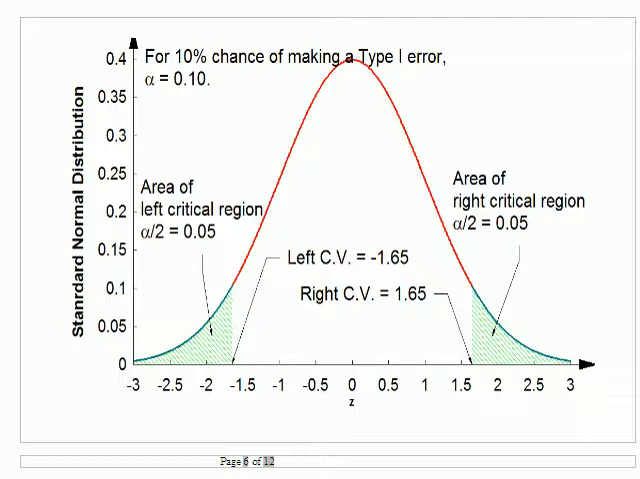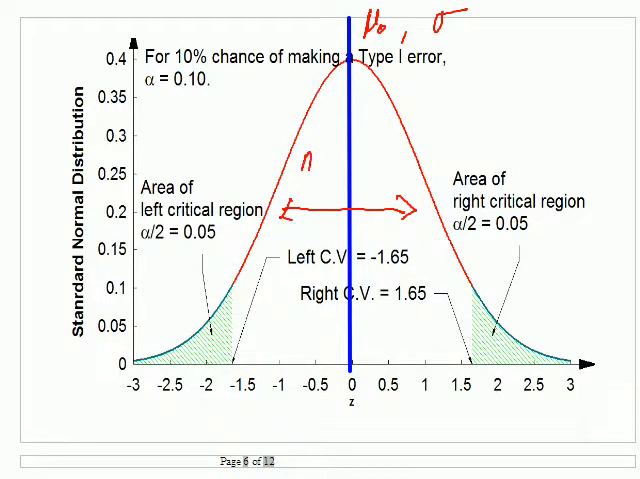But basically, this is the value mu naught, the a priori value that appears in the null hypothesis. It's right here in the middle of this curve. There's also a sigma associated with it, and you use that in another calculation. Around this mean is this area here called a non-critical region.